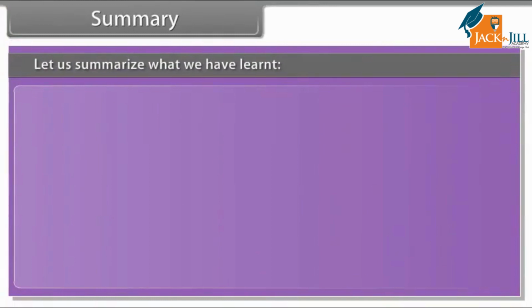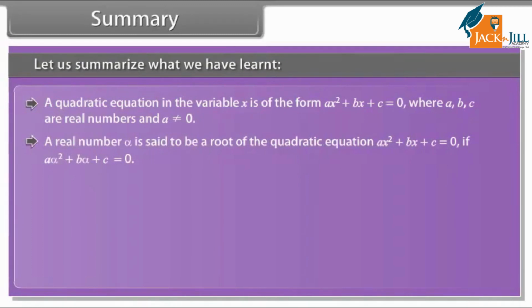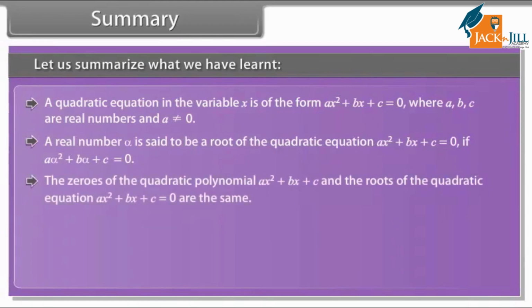Let us summarize what we have learned. A quadratic equation in the variable x is of the form ax² + bx + c = 0, where a, b, c are real numbers and a is not equal to 0. A real number alpha is said to be a root of the quadratic equation ax² + bx + c = 0 if aα² + bα + c = 0. The zeros of the quadratic polynomial ax² + bx + c and the roots of the quadratic equation ax² + bx + c = 0 are the same.